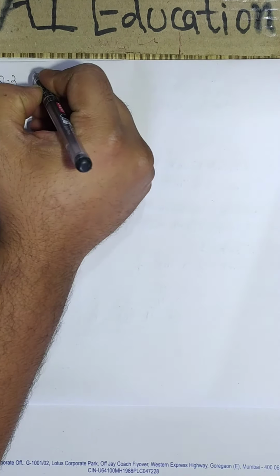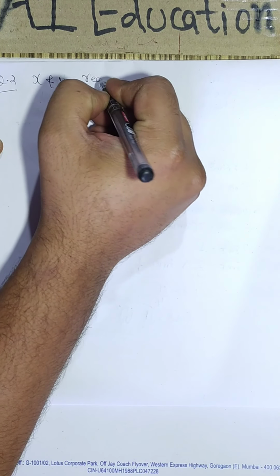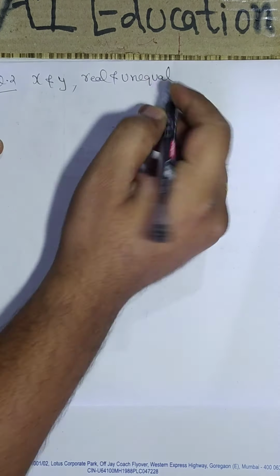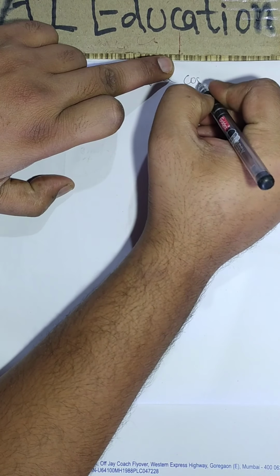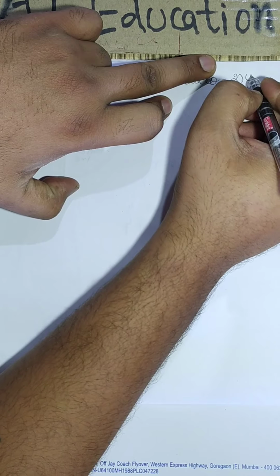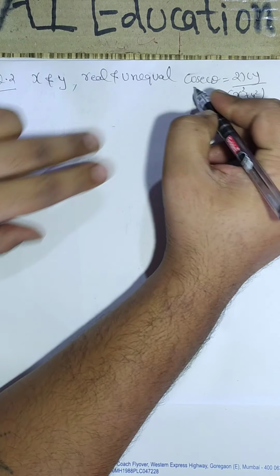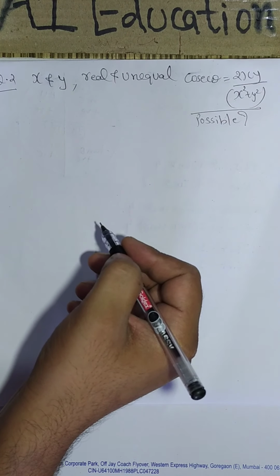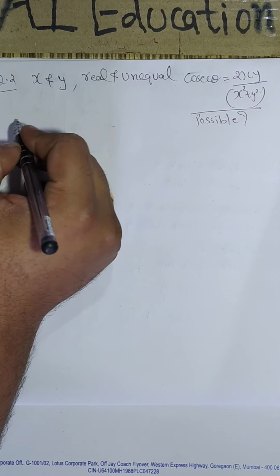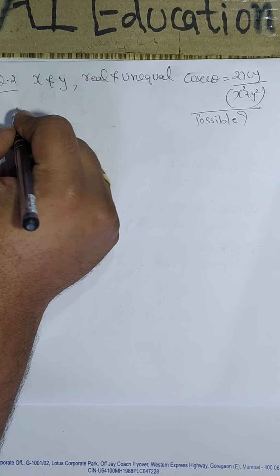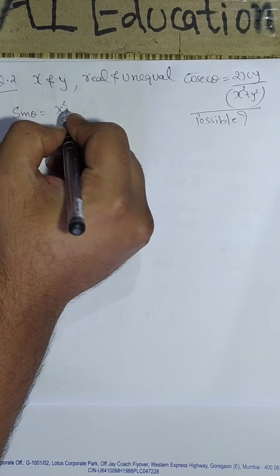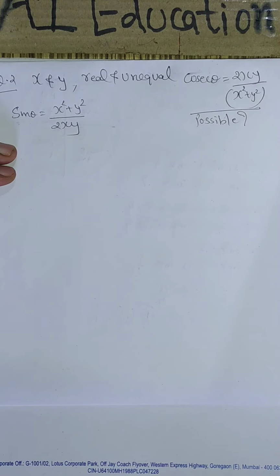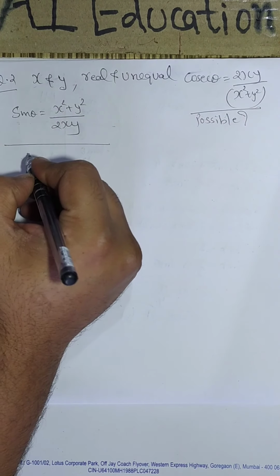The next question that we are going to discuss is question number 2: if x and y are two real and unequal variables, then we have to prove whether cosec theta equal to 2xy upon x square plus y square is possible. That is what the question says. Now let us try to solve this question. Since cosec theta is given, we can write sin theta will be equal to x square plus y square upon 2xy.